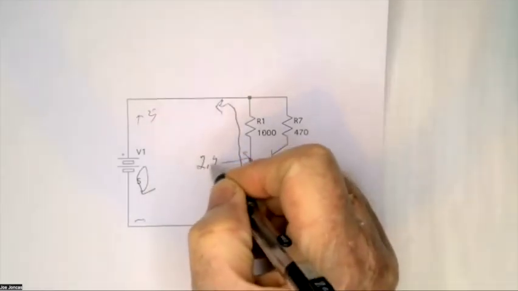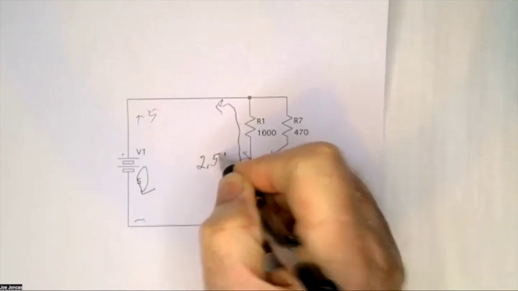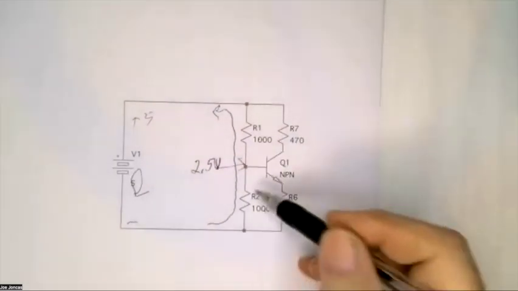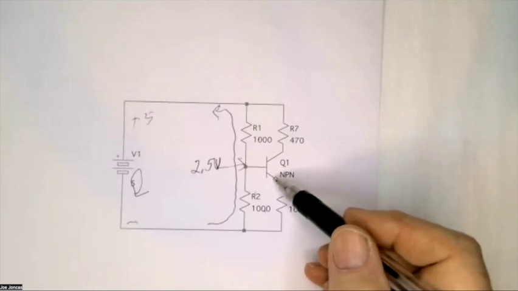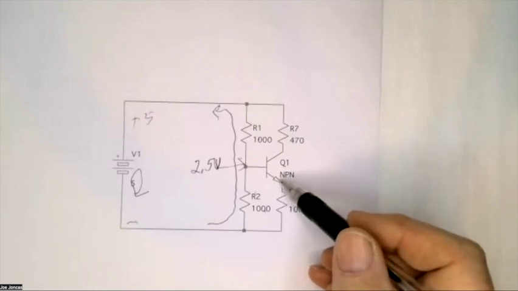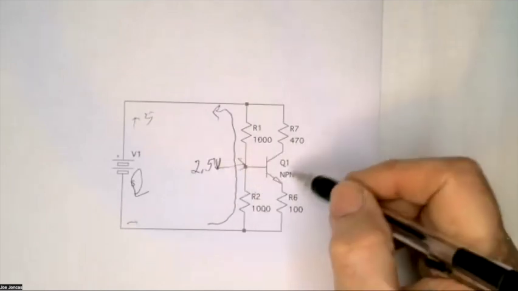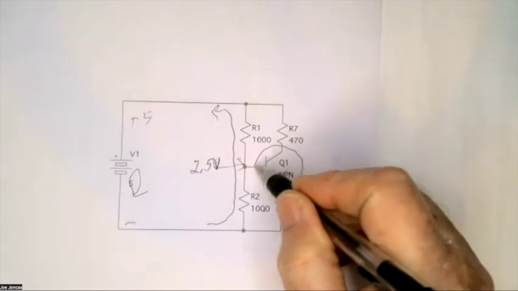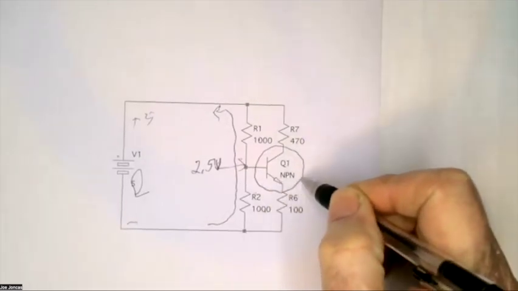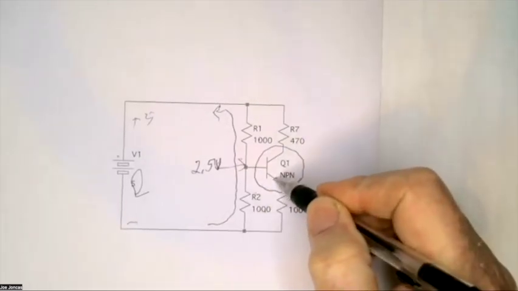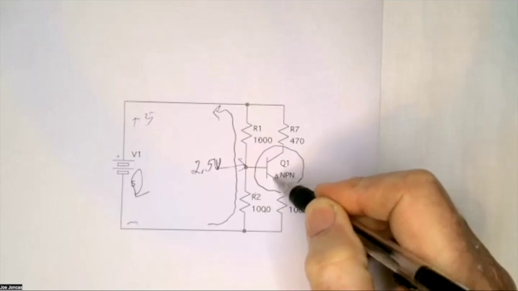2.5 volts. The transistor draws very little current, so it should make little difference in what this voltage is. Now, this is a transistor right here. It's an NPN transistor. And notice this arrow right here.